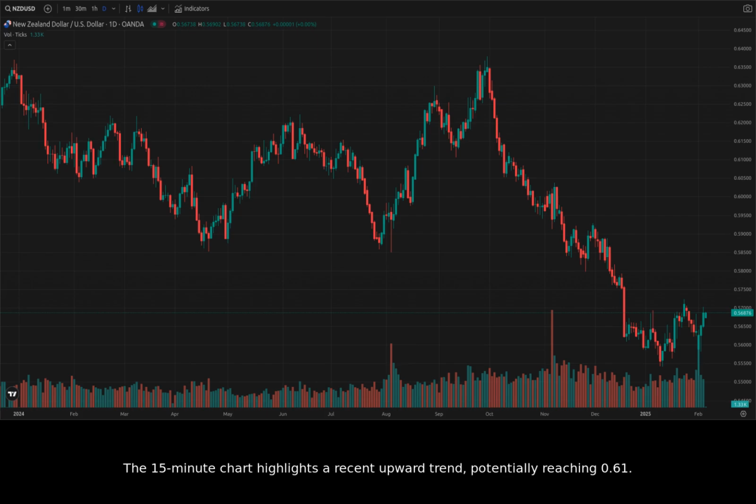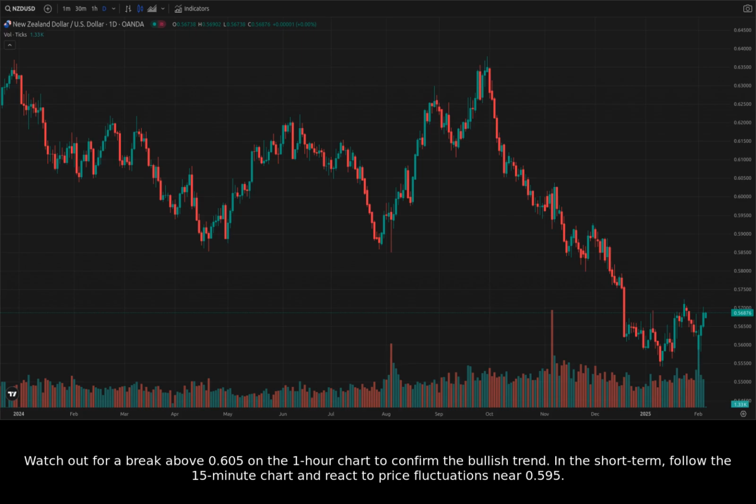The 15-minute chart highlights a recent upward trend, potentially reaching 0.61. However, keep in mind that these predictions are not guaranteed, and the market is volatile. Watch out for a break above 0.605 on the 1-hour chart to confirm the bullish trend. In the short term, follow the 15-minute chart and react to price fluctuations near 0.595.